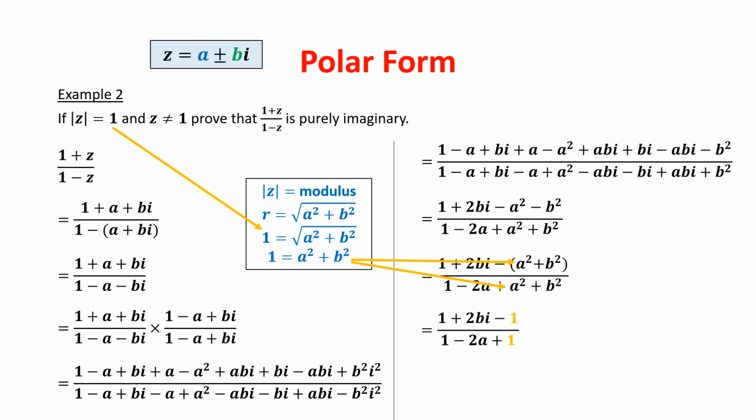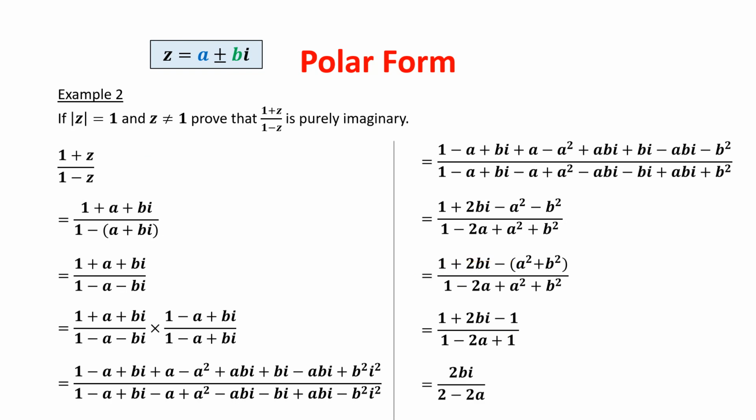On the top, when we simplify it, we're going to get 1 minus 1, which just leaves 2bi, and on the bottom we're left with 2 minus 2a. Now if I take that expression and just put the i out the end, I'm allowed to do that with fractions, you will hopefully see that I've now got no real parts and an imaginary part, which is made up of 2b divided by 2 minus 2a. So I've proven that this is purely imaginary because there's no real parts to it. It's just an imaginary component.